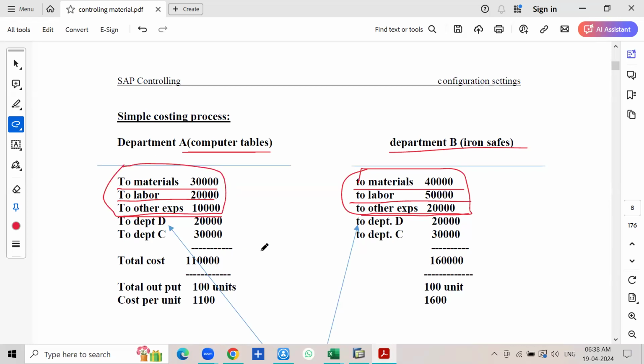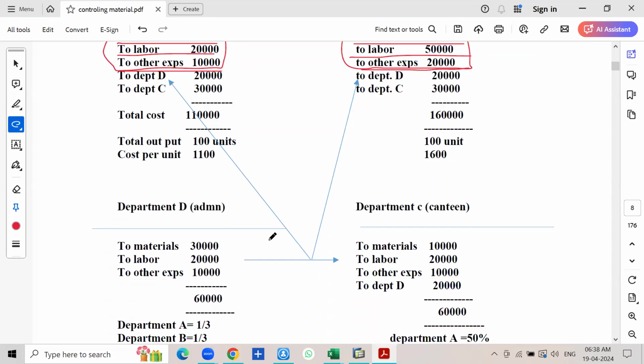Now, department A and department B are working three shifts. So in order to provide lunch and dinner facilities, we have also set up a department C, called the canteen department. In the canteen, we use rice, oils, vegetables, wheat, and other groceries. These are all materials directly identified with department C. Let us say to materials, 10,000.